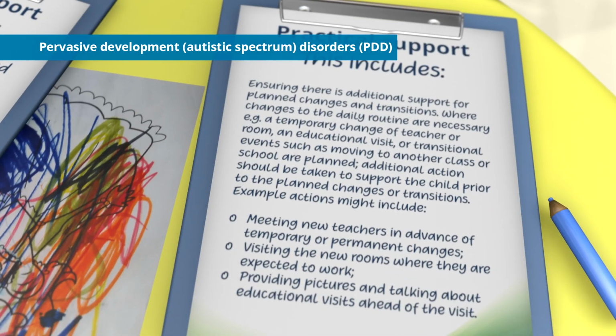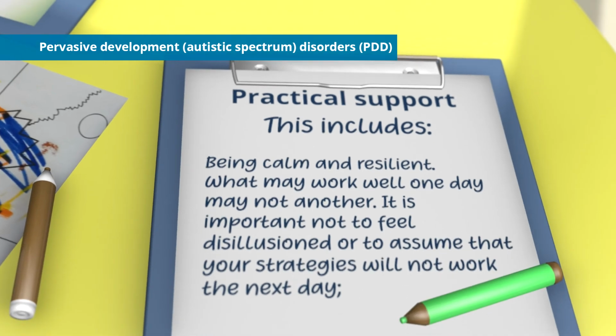Ensuring there is additional support for planned changes and transitions where changes to the daily routine are necessary, for example, a temporary change of teacher or room, an educational visit, or transitional events such as moving to another class or school. Additional action should be taken to support the child prior to the planned changes or transitions. Example actions might include meeting new teachers in advance of temporary or permanent changes, visiting the new rooms where they are expected to work, and providing pictures and talking about educational visits ahead of the visit.